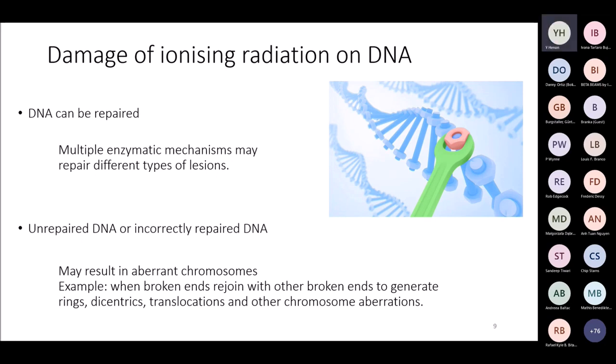When the DNA is not repaired or incorrectly repaired, that will lead to modified chromosomes and aberrant chromosomes. So you have a number of possibilities of moving the different pieces around, etc., that will create damage to the cell and eventually lead to its inability to reproduce itself or to its death.